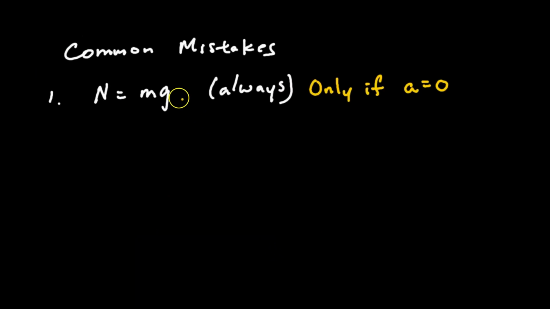All right, let's wrap up with some common mistakes. Number one, normal force is equal to mg, gravitational force. Is this always true? The answer is no. It's only true if the acceleration is 0, and this occurs if the system is not moving or if it's moving at a constant speed.